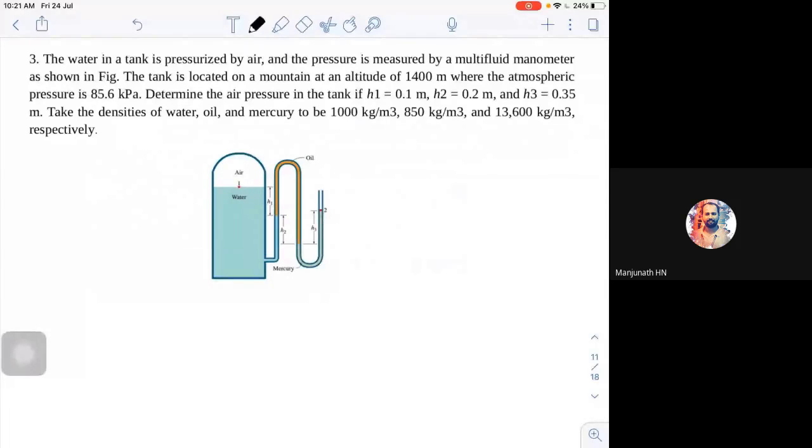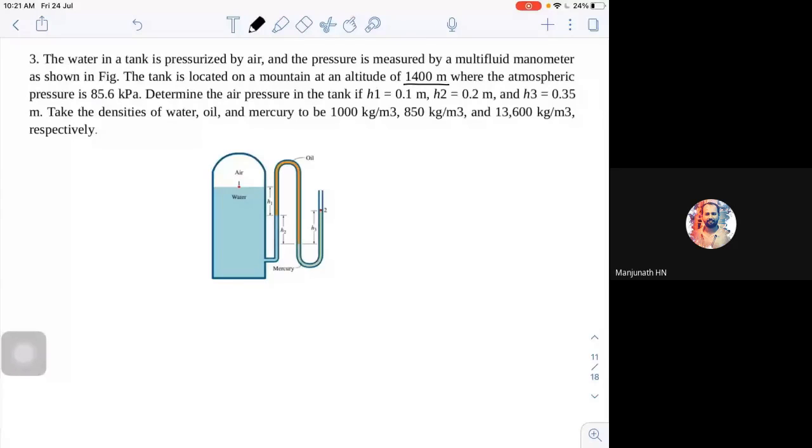Okay. The tank is located on a mountain at an altitude of 1400 meters. Now look at this. Deliberately I have given this particular thing. This is from the Sentinel, I have taken 10,000. So what will happen if this number is 1200 meters? If it is at 2800 meters, my pressure is going to vary.